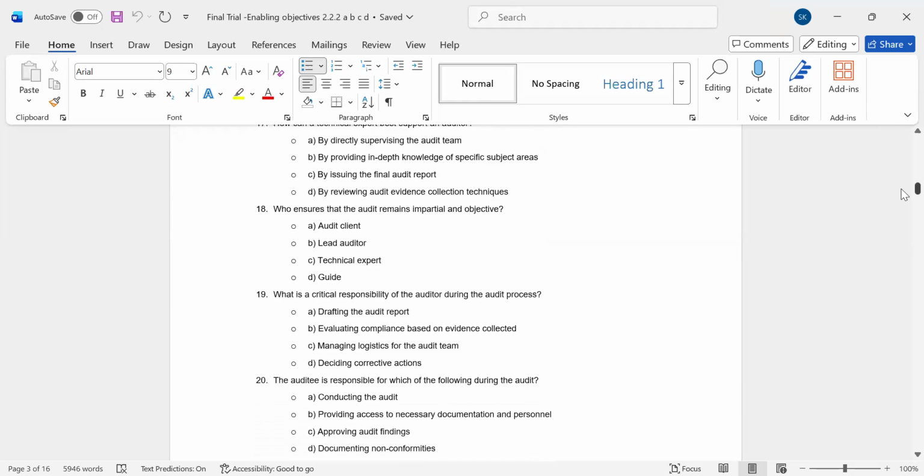Who ensures that the audit remains impartial and objective? Audit client, lead auditor, technical expert, and guide.